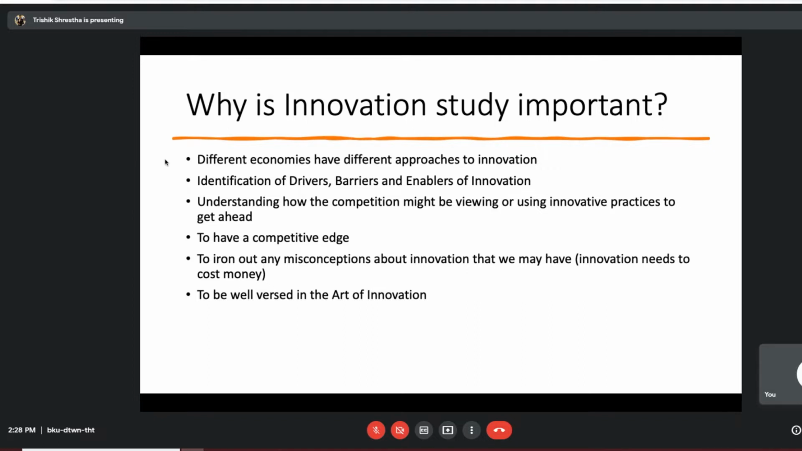So, looking at that aspect, it is very important to understand how the competition might be viewing or using innovative practices to get ahead. It's not all about using the better equipment, the better technology, the better software, the better hardware. It is much more than that. The next one is to have a competitive edge.